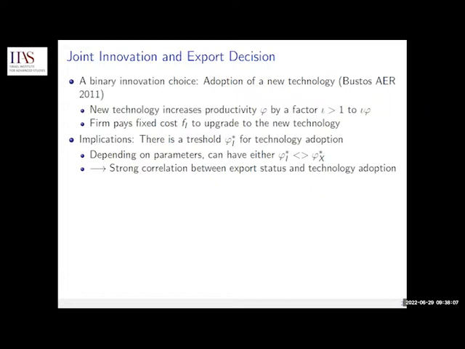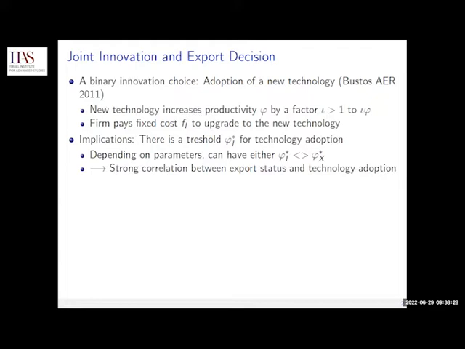So in this example, taken from a paper by Bustos, who then took this to the data. She was looking at Argentinian firms and how the trade opening from the Mercosur trade agreement induced new exporters to adopt new technologies.